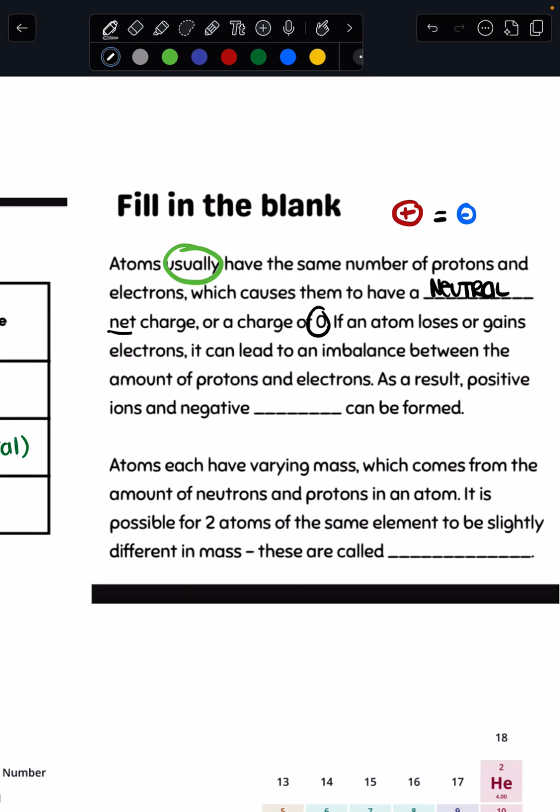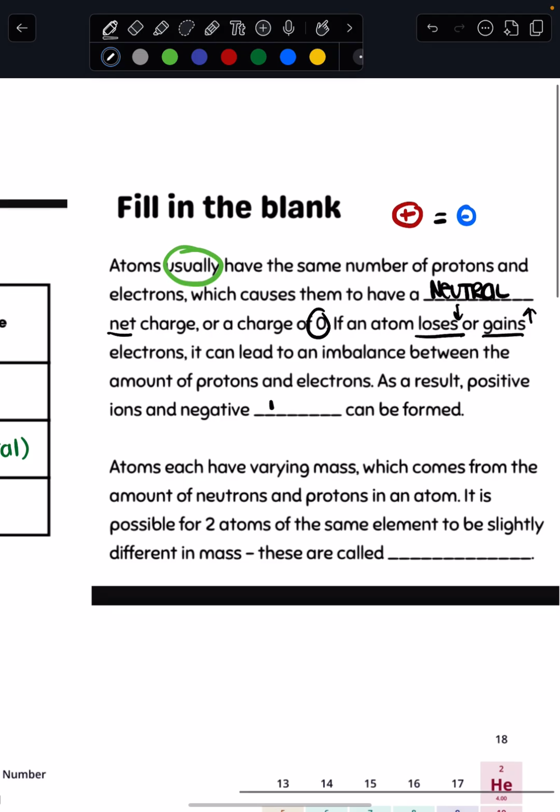But if we lose or gain, so if it goes down or if it goes up, the amount of electrons, then this can lead to an imbalance between the amount of protons and electrons. As a result, positive ions and negative ions can be formed. So if we have more of our protons, it'll be positive, and if we have more negative, then it will be a negative ion.